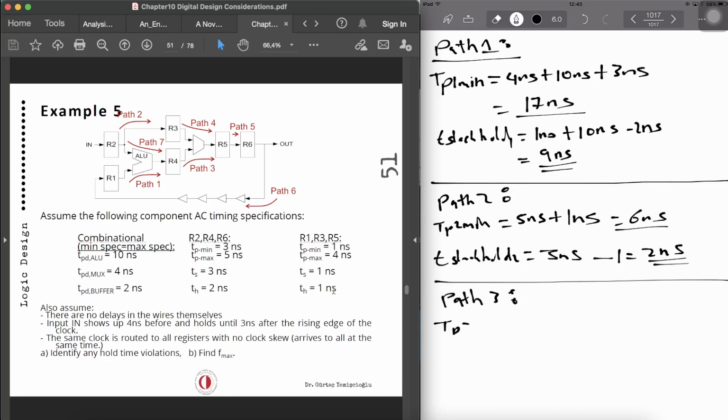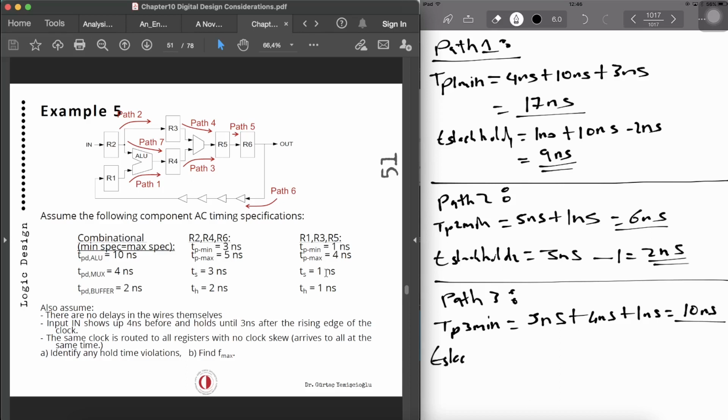So TP 3 min. Path 3 is R4 to R5, and we have got a multiplexer in between. R4 TP max is 5 nanoseconds, plus the multiplexer for 4 nanoseconds, plus the setup time of R5, which is 1 nanosecond. So it's 10 nanoseconds.